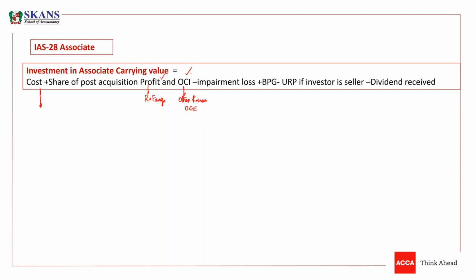If there is any bargain purchase gain, we need to add. If there is any unrealized profit, if the investor is a seller, we need to deduct. If there is any dividend, we need to deduct. Now, guys, in this question, these things are not there. These things are not mentioned in the question. So if they are not mentioned in the question, they should not be in your discussion as well. It is not necessary to write everything you know about associates. So we should talk about those things which actually exist in the question.